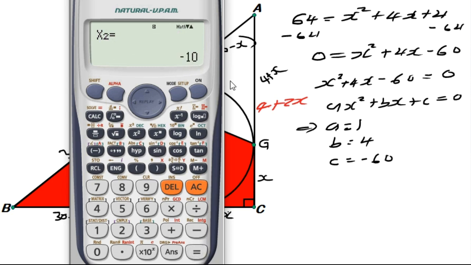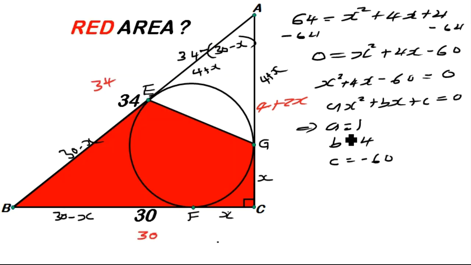Because x is a length, we are interested in the positive solution. So we found x is either 6 or x is equal to negative 10. Because x is a length, x equals negative 10 is out. So x is equal to 6. So where there is x, we will substitute with 6. So we found this x value is 6.